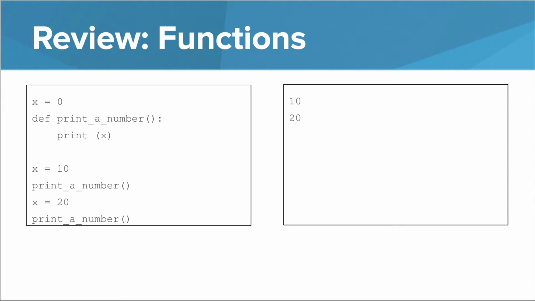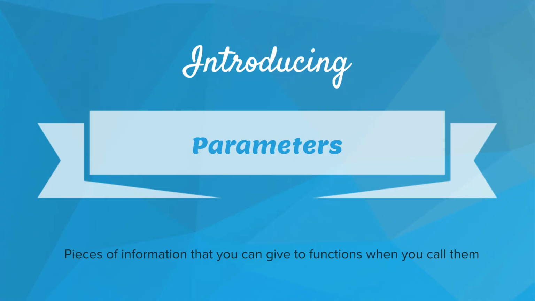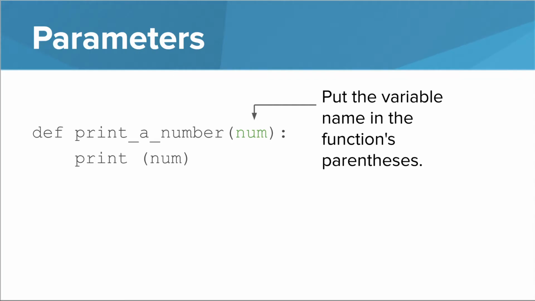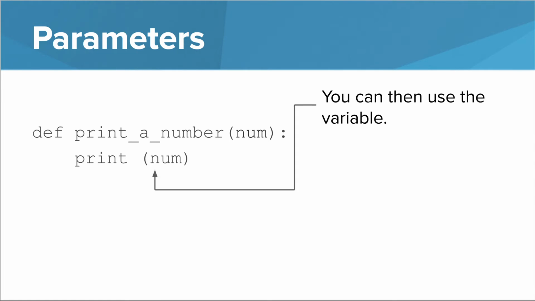Fortunately, there's a better way to do this, and it exists in the form of parameters. Parameters are pieces of information that you can give to functions when you call them. A parameter is basically a variable name. You put the variable name in the function's parentheses. You can then use the name in the function as though it were a variable you declared.